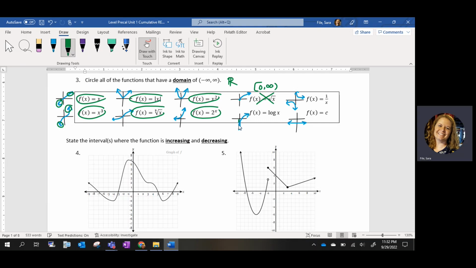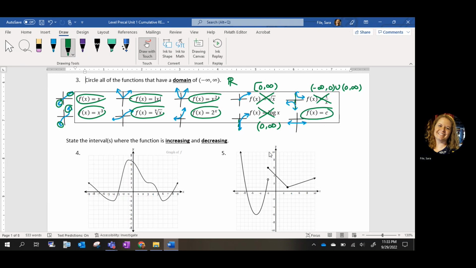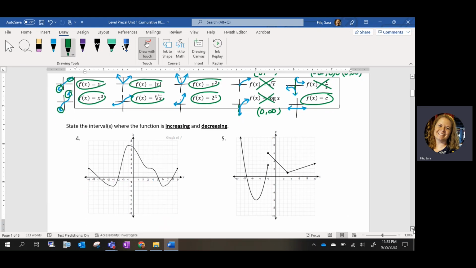This one does not. Again, it has a vertical asymptote here. It doesn't go past 0. So this one does not have a domain of all real numbers. This one is 0 to infinity with a parenthesis on the 0 because the 0 is not included here. And then this domain is not all real numbers because of that vertical asymptote. This one is negative infinity to 0 union 0 to infinity. So this one's everything but 0. And then this one does, a constant does. So all but 3 of them have a domain of all real numbers as far as those parent functions go.